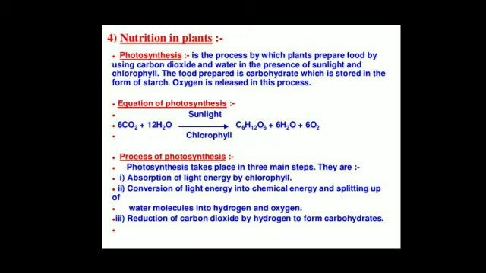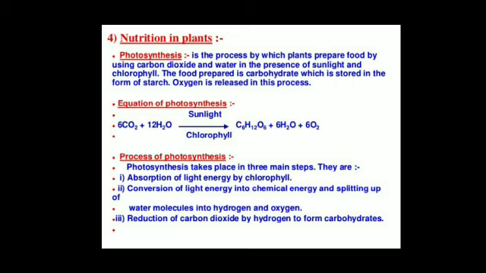So here the definition of photosynthesis is given. Photosynthesis is the process by which plants prepare food by using carbon dioxide and water in the presence of sunlight and chlorophyll. The food prepared by plants is called glucose, and the food is stored in the form of starch. Oxygen is released in this process.